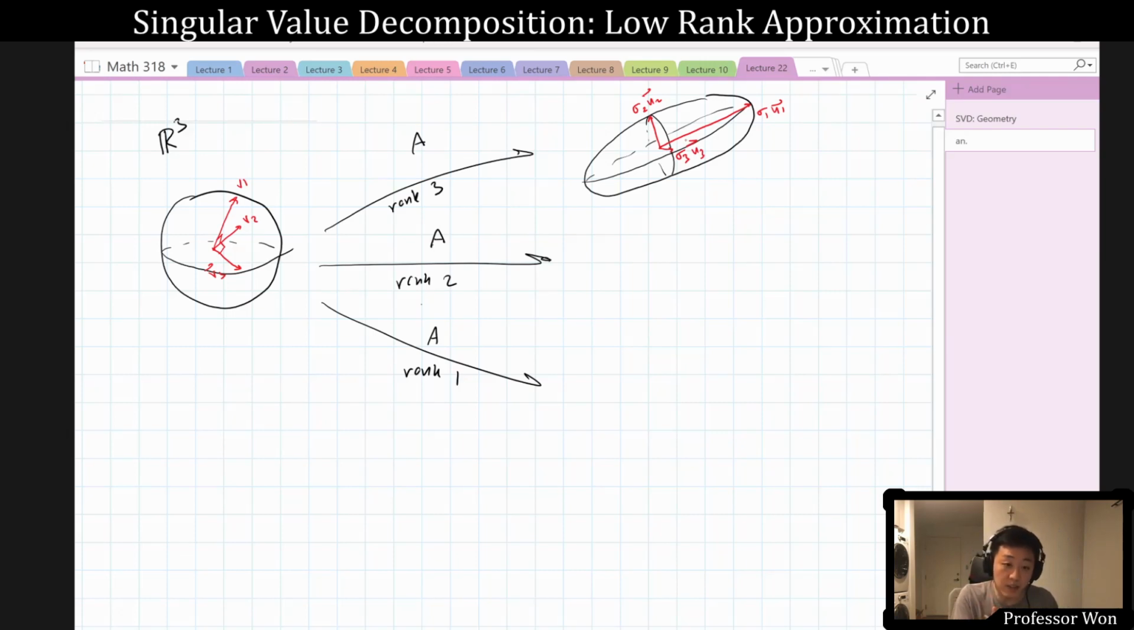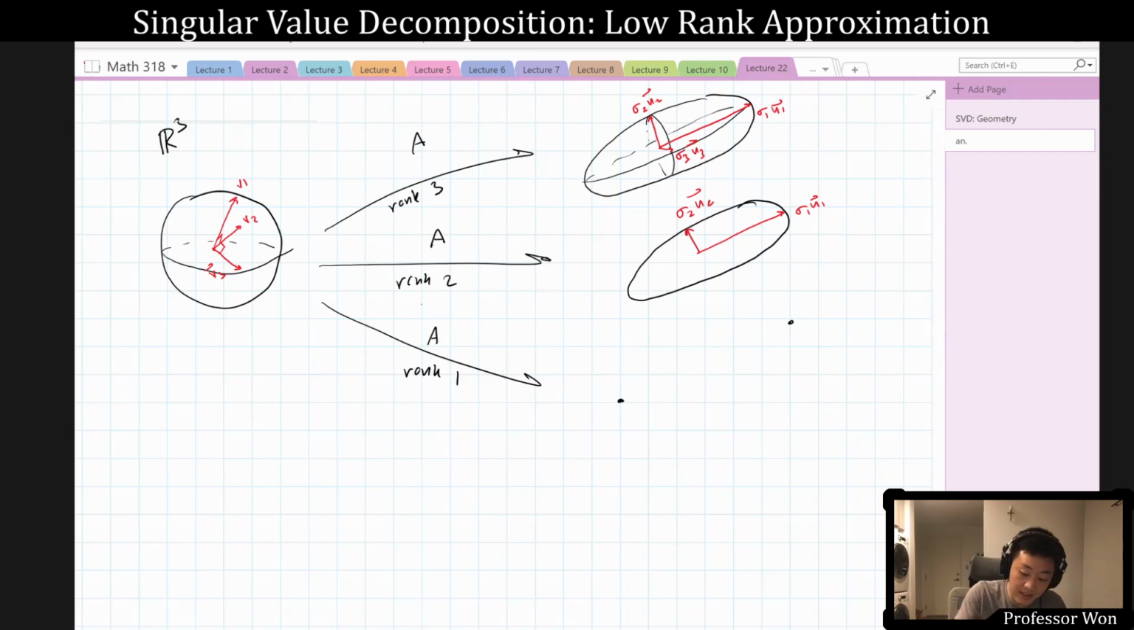matrix. If it's rank 2, it sends this sphere to a 2-dimensional hyperellipse, which is just an ellipse, right? An ellipse that you would recognize. Let's try to draw it somewhat nicely. And there are only 2 axes that matter here, right? So this is sigma 1 u1, and this one is sigma 2 u2. And of course, if it's rank 1, then it really just sends it to the degenerate ellipse, which is just 2 points. And this is sigma 1 u1.